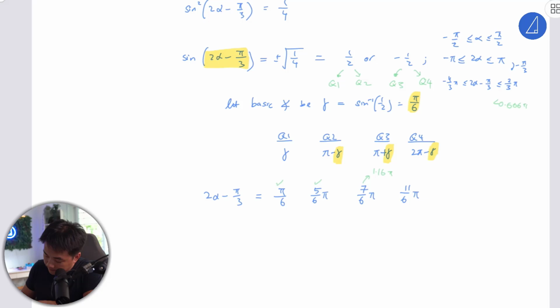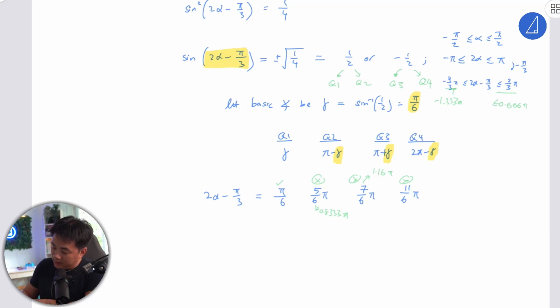0.666 pi. Okay, 5/6, not in. Oh, sorry. So this is not within range. This is not within range. These are all not within the range. Okay, because 5/6 pi is 0.8333 pi. So in this case here, you need to make sure it's within this range here. So negative 4/3 is about negative 1.333 pi.